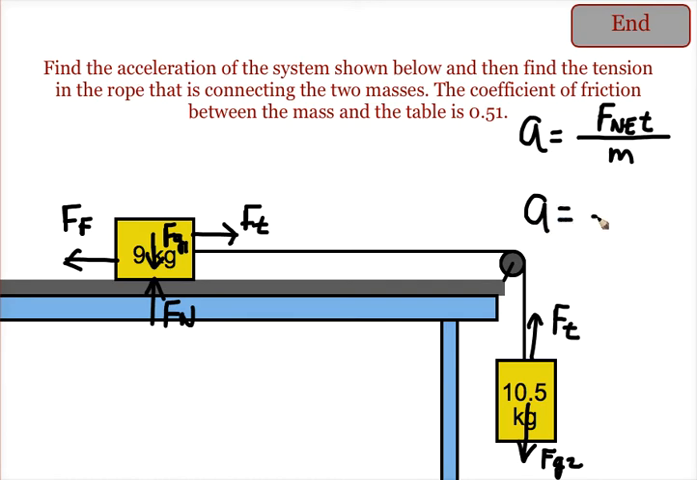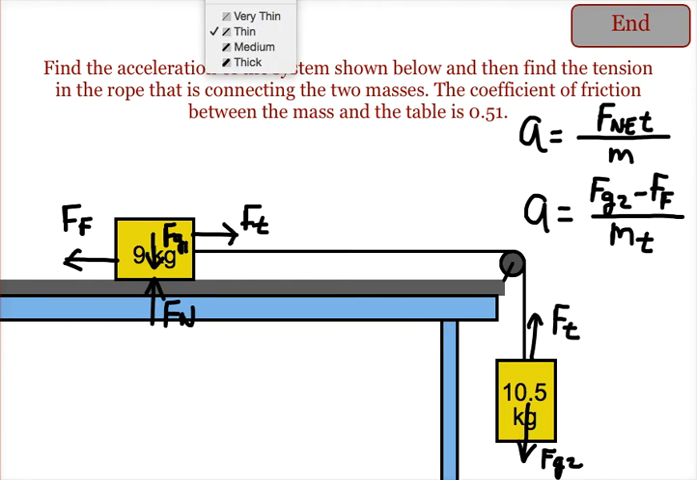So we are left with a net force equivalent to the force of gravity on the 10.5 kilogram block minus the force of friction for the block on the table. We divide this by the total mass of our system. This will then give us the acceleration of the system. If we need to find the tension in the system, then we change it.